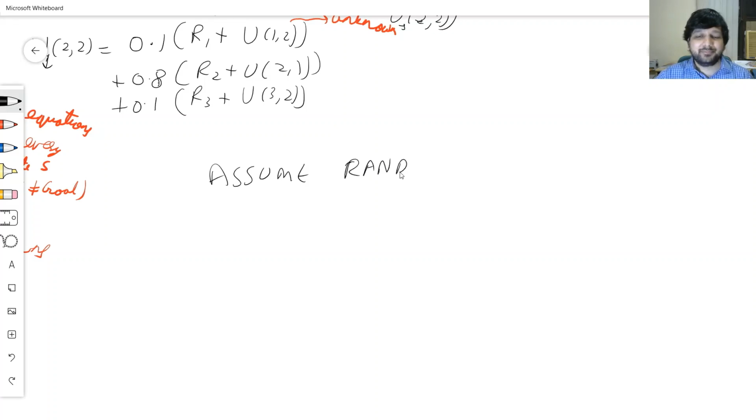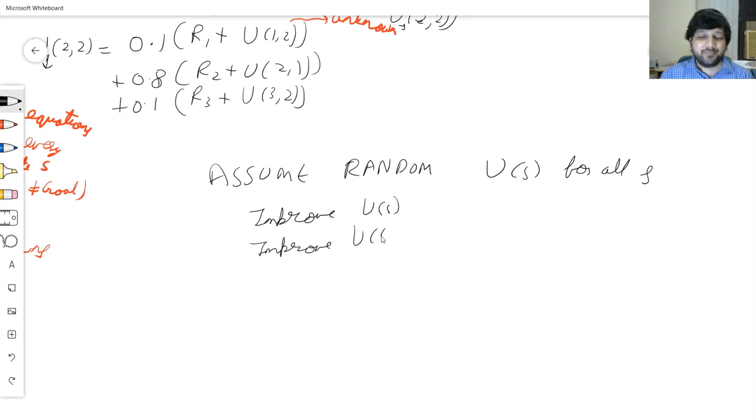random U's for all s, and I will say improve U's, further improve U's, and basically do this in a loop an infinite amount of times. This algorithm is our first algorithm called value iteration.